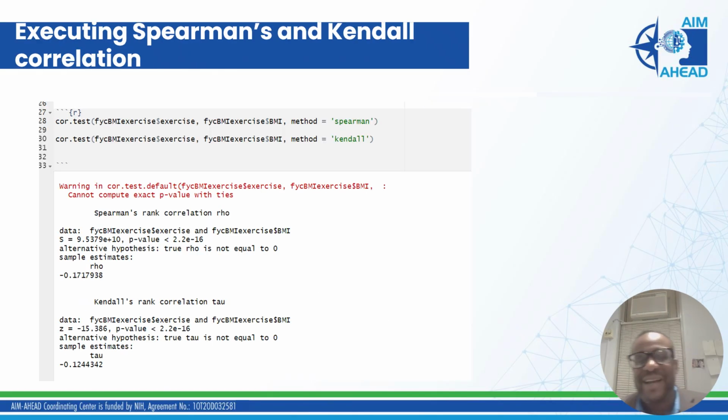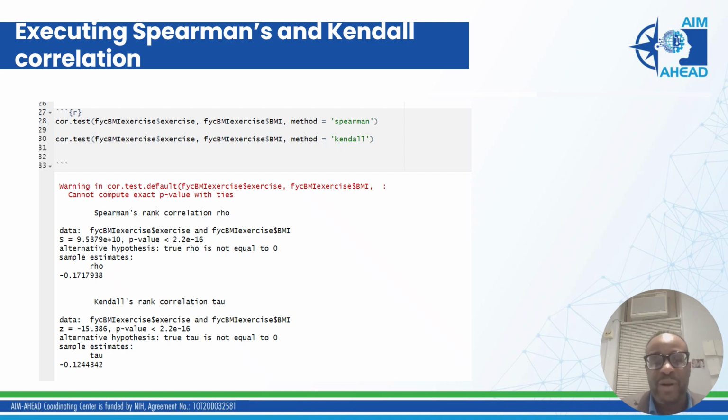So now to the exciting part, at least for me, when I get a chance to do analysis. For our next step, we demonstrate how to conduct the Spearman's correlation test between exercise and BMI, as well as the Kendall's correlation. So this makes use of the cor.test function. You can specify which version of the test to run in the method argument.